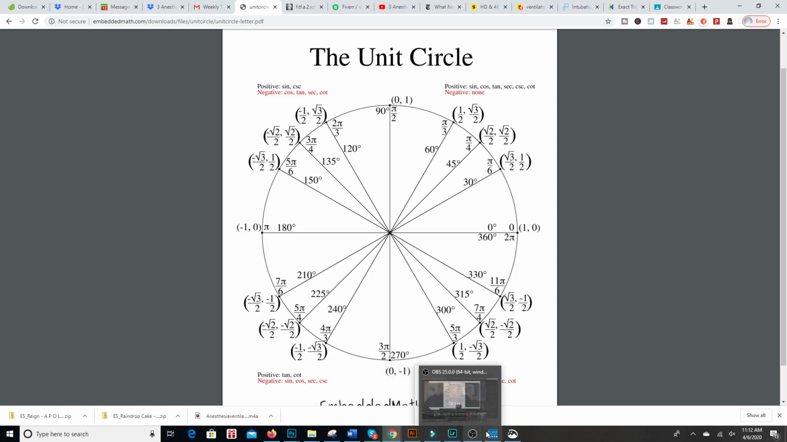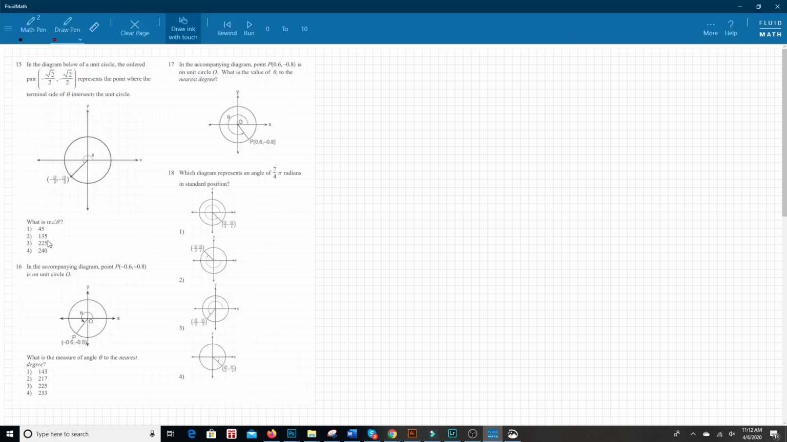All right, let's go back to Fluid Math. We're right here, 225. Any questions yet, to the two people who are here? The next one says, in the accompanying diagram, the point 0.6, negative 0.8 is on the unit circle. What is the measure of angle theta to the nearest degree?